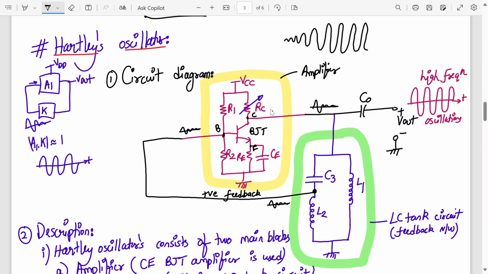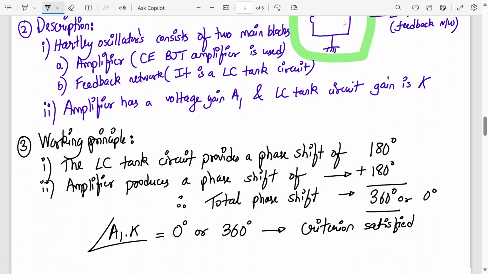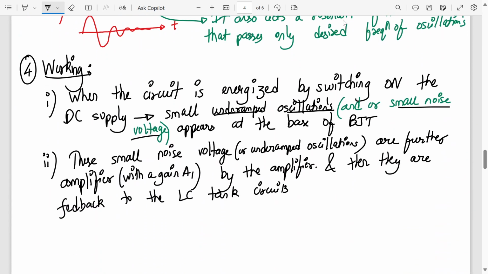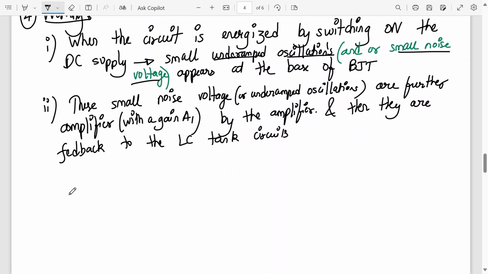So this is what the output of the Hartley oscillator will look like. Okay, so initially due to the underdamped oscillations or noise voltage, and then once it picks up and reaches the limits of the nonlinearity in the circuit, it will attain sustained oscillation, where it has constant amplitude. All right. Anyways, we are writing over here: these small noise voltages are further amplified with a gain A1 by the amplifier, and then they are fed back to the LC tank circuit.